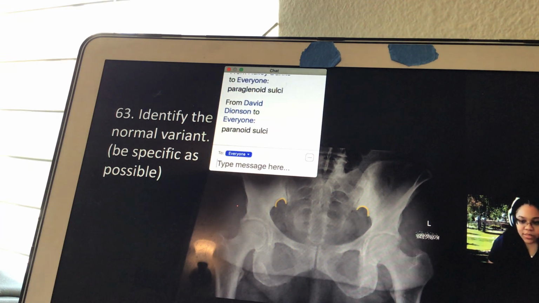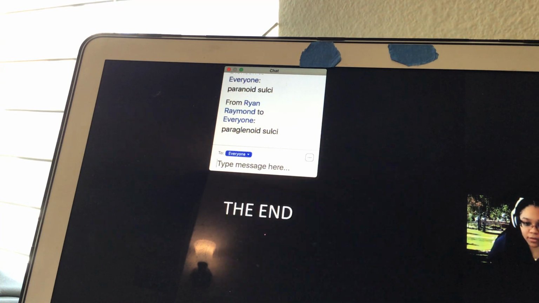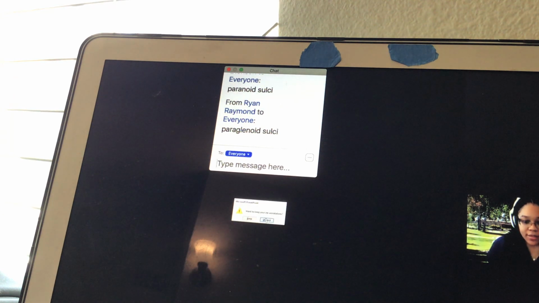See these notches at the ilium. Got our paraglenoid sulci. Say paraglenoid fossa, paraglenoid sulci, paraglenoid notches. All of those are acceptable. All right, and that was it for that.